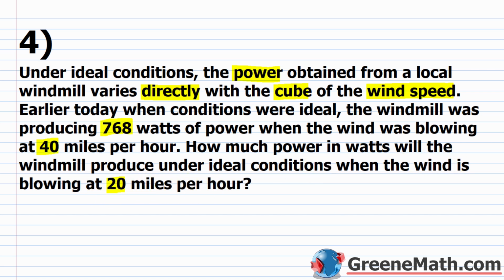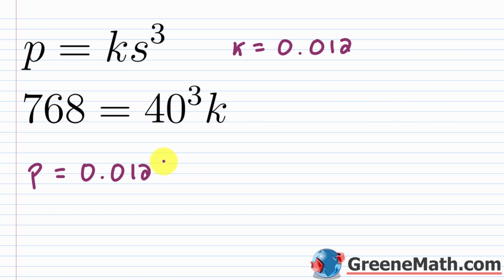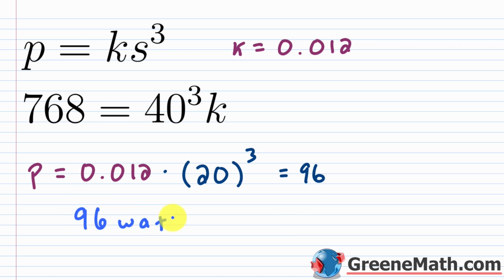So 20 is going to be for S, so we're going to plug that in there. Let me put a multiplication symbol in here just so I can separate this. So this is going to be times, you're going to have 20 here, and that is going to be cubed. Okay, so we're going to key this into the calculator, and I get exactly 96. So remember the units here, it's going to be in terms of watts. So I'm just going to answer that it's going to be 96 watts.